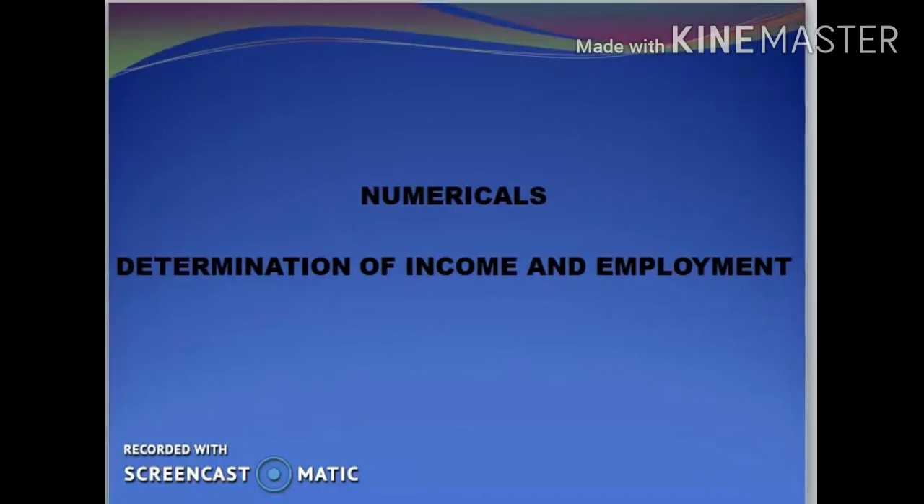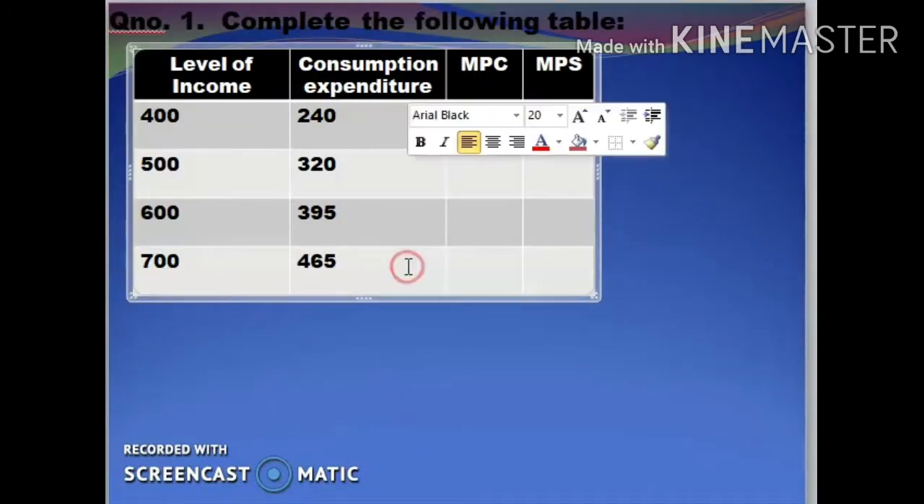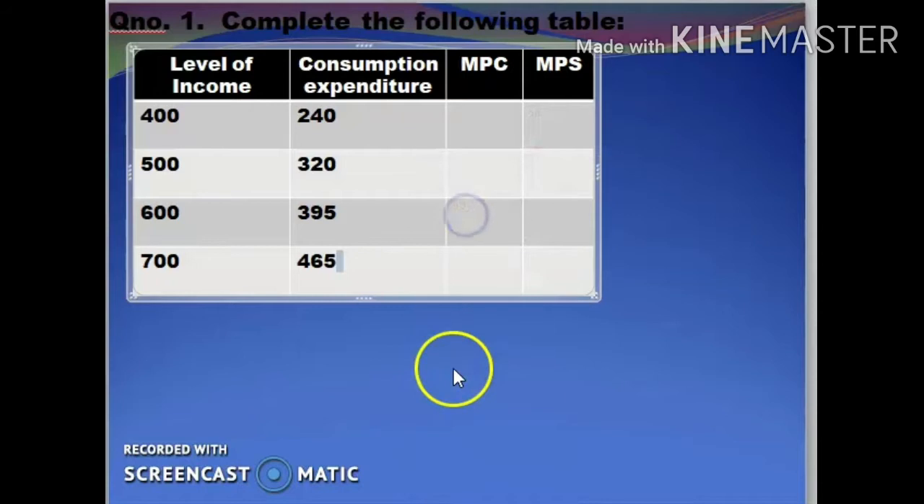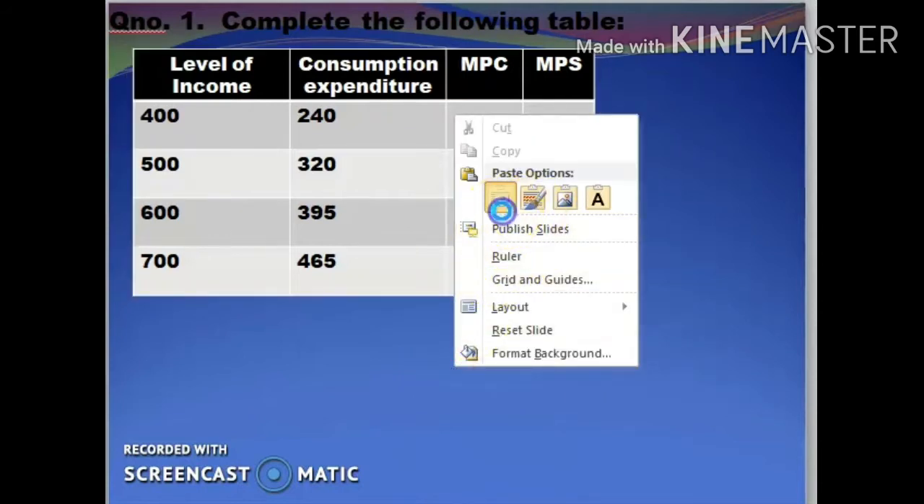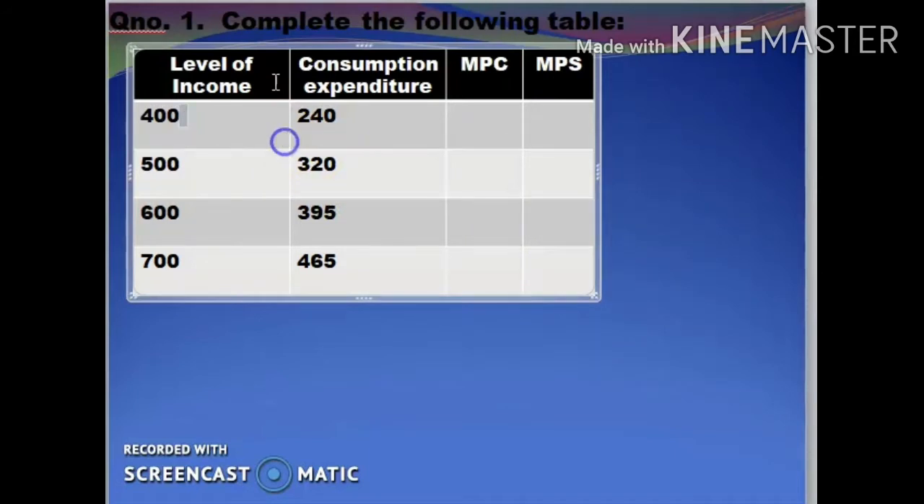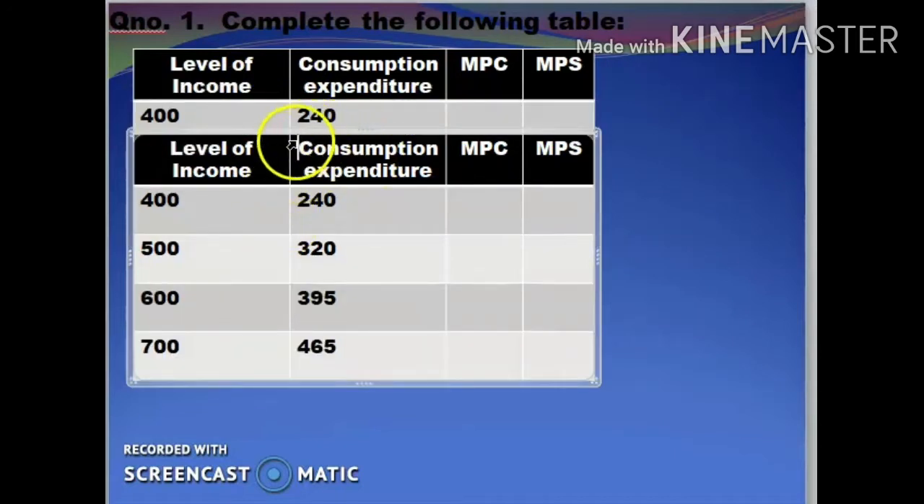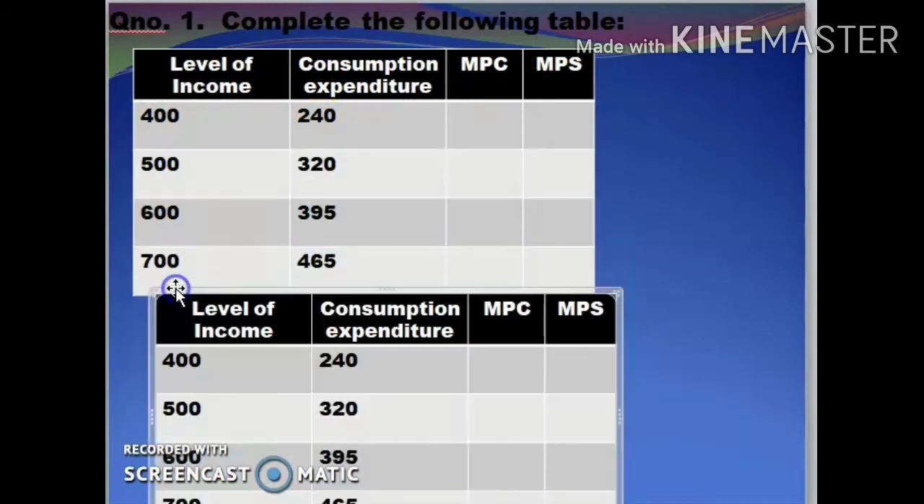Jain students, today we are going to discuss the topic numericals on determination of income and employment. This is a table showing data to complete. The level of income is given as 400, 500, 600, 700. Consumption expenditure is given as 240, 320, 395 and 465. You have to fill up the columns of MPC and MPS.